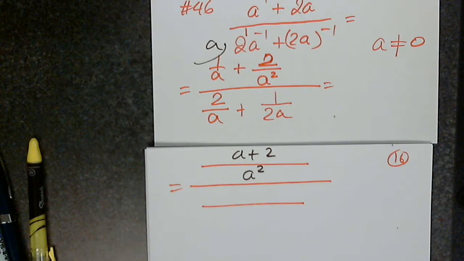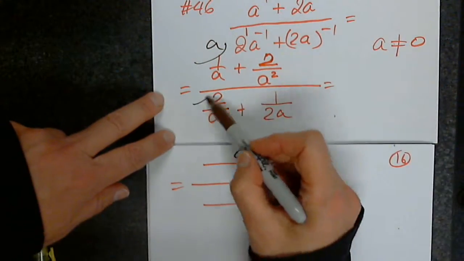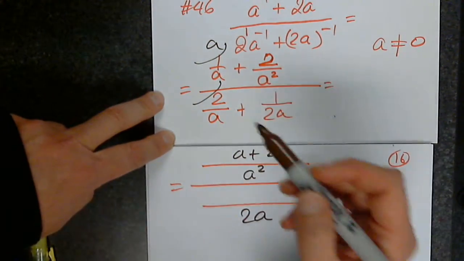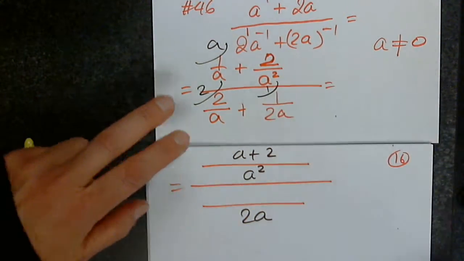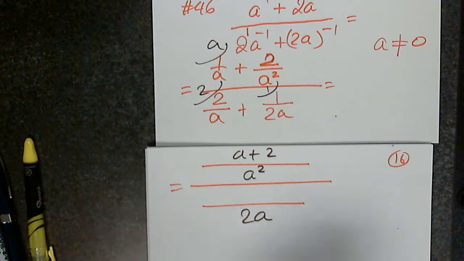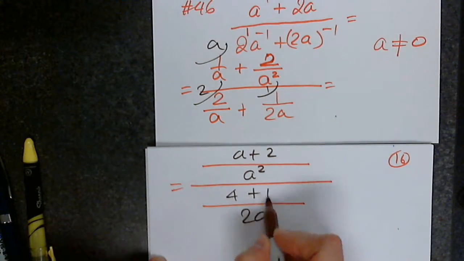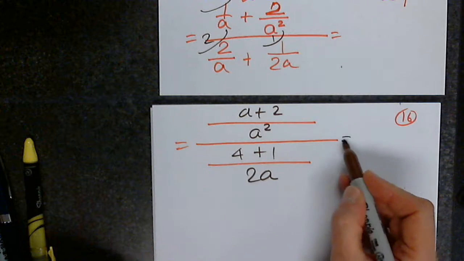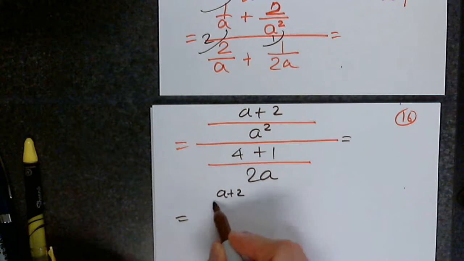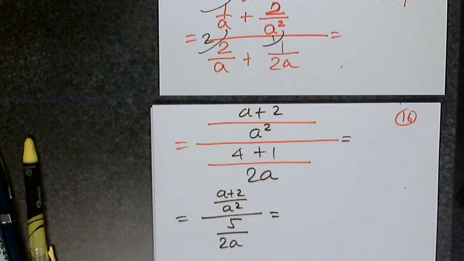Let's look at the denominator. What is the LCD for the denominator? 2a. Excellent. What does the first one need at the top? 2. What does the second one need at the top? 1. Very good. Or nothing, if you want to say nothing, that's fine too. What is the numerator of the denominator? 5. Yes. Perfect. Now I have the top, which is a plus 2 over a squared, and I have the bottom, which is 5 over 2a. I'm at the stage in which I have to divide two fractions.